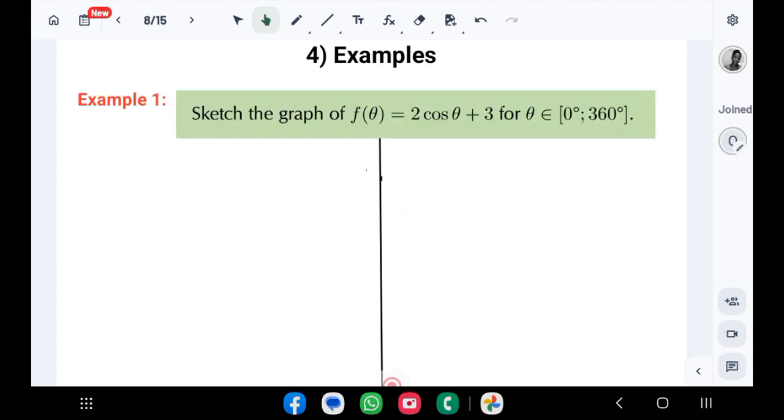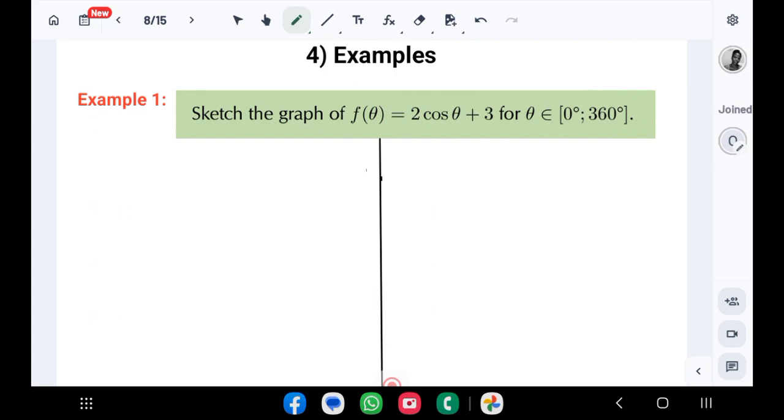Now, let's look at some examples. Example 1 says sketch the graph of f of theta equals 2 cos theta plus 3, for theta an element of 0 degrees to 360 degrees. In other words, your domain is between 0 and 360 degrees. Now, how do we do this? There is a simple way we can use to figure out what it's going to be. If you want to use calculations, this is how you do it.